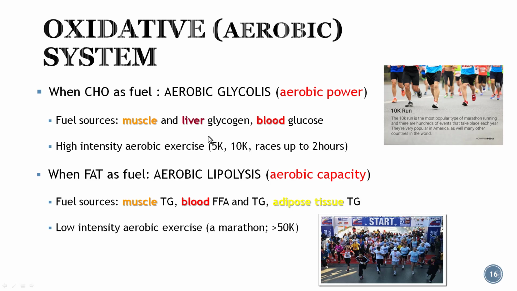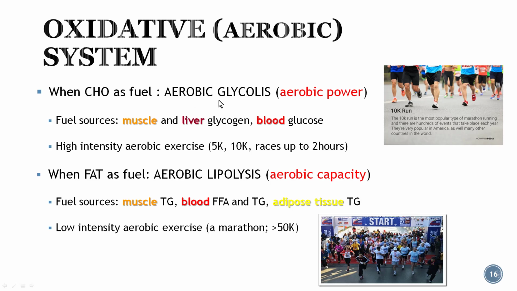So carbohydrate is the most efficient fuel. I want you to remember this during high intensity exercise. Why? Because it's the only fuel that can be used to produce ATP both aerobically and anaerobically. Okay, this is key information for you. You can produce ATP from your carbohydrates both aerobically and anaerobically.